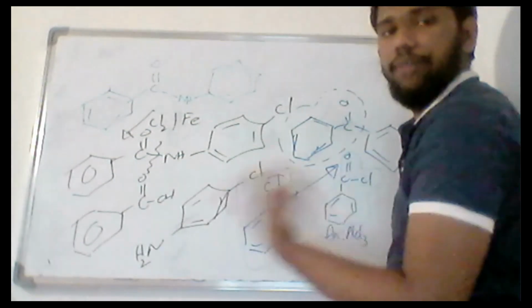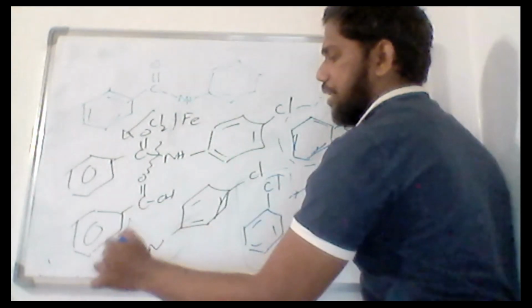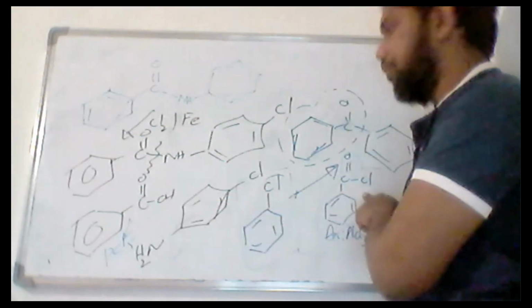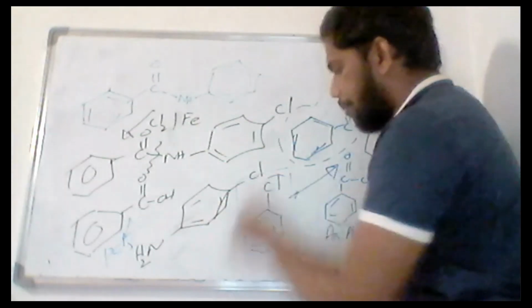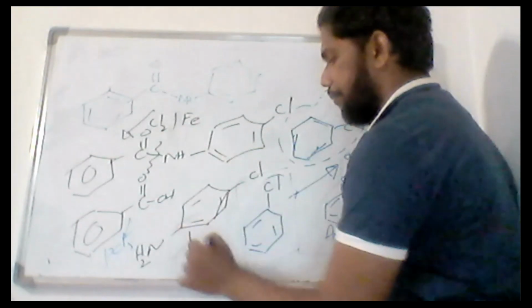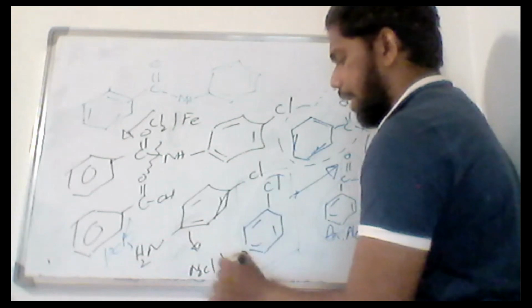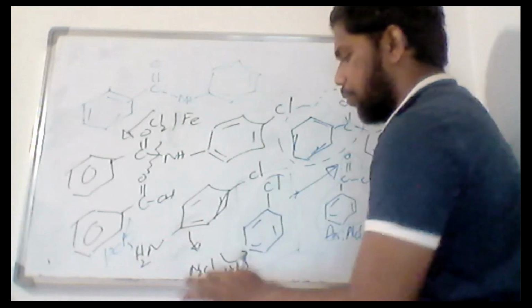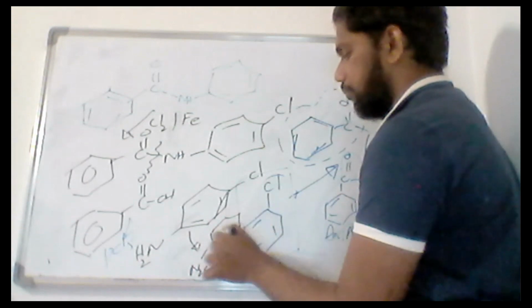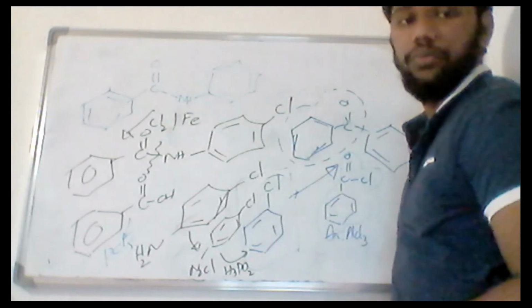Right? What you have to do? You have to add just PCl5, because if you add PCl5, this COOH will be converted to COCl. But how do you get this compound from here? First, you have to convert this to an N2Cl group, and then you need to add H3PO2 to remove this N2Cl from the benzene ring. So this is the typical way that you can do it, right?